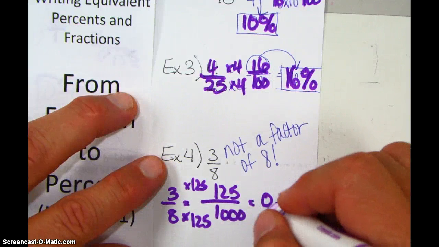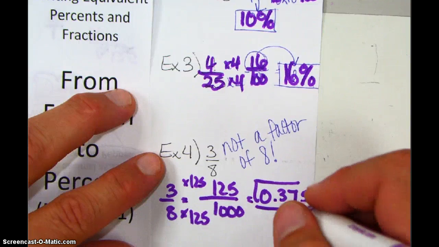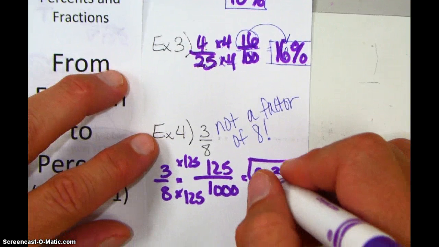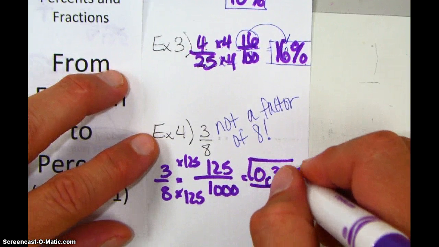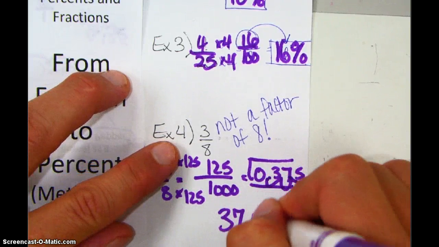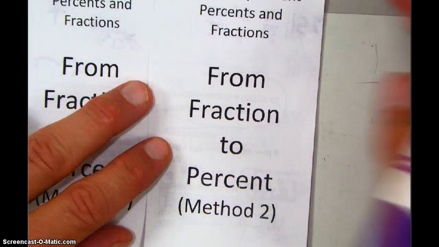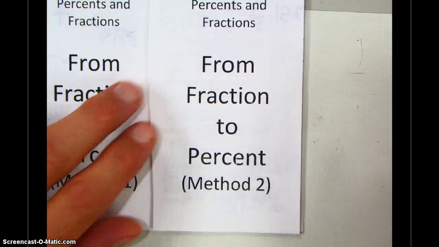Now we have a decimal, and if I want to take a decimal and make it a percent, remember, I'm going to move to the right 2 places. So I would have 37.5%. And that is another way to change a fraction all the way to a percent.